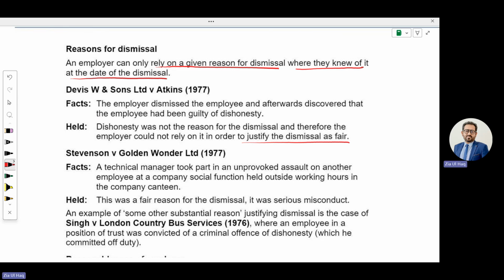Stevenson versus Goldwater: a technical manager took part in an unprovoked assault on another employee at a company's social function held outside working hours in the company canteen. So this was a fair reason for the dismissal. It was serious misconduct.